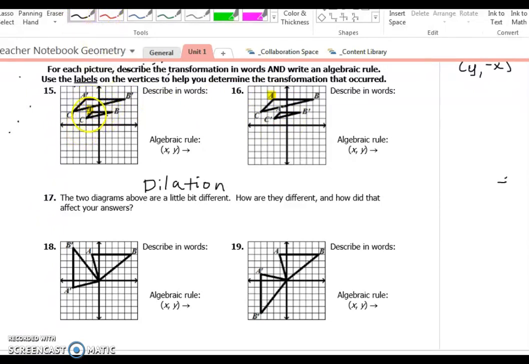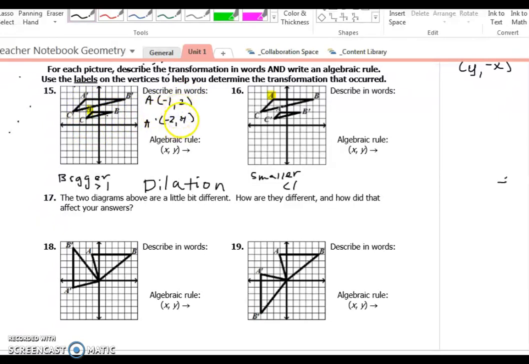So in this one, if you start at A and you go to A prime, the prime one is clearly bigger. So it needs to be greater than 1. And then on this one, you start here and then you go to the primes. This one is getting smaller. So it needs to be less than 1. So what I'm going to do is compare, let's just do A versus A prime. So A is at negative 1, 2, and A prime is at negative 2, 4.